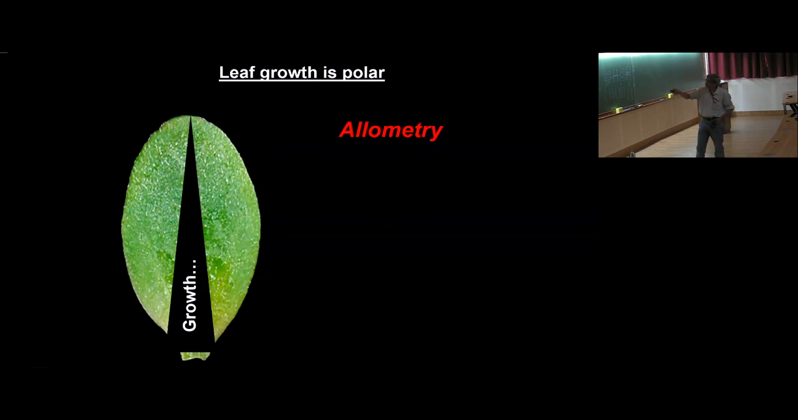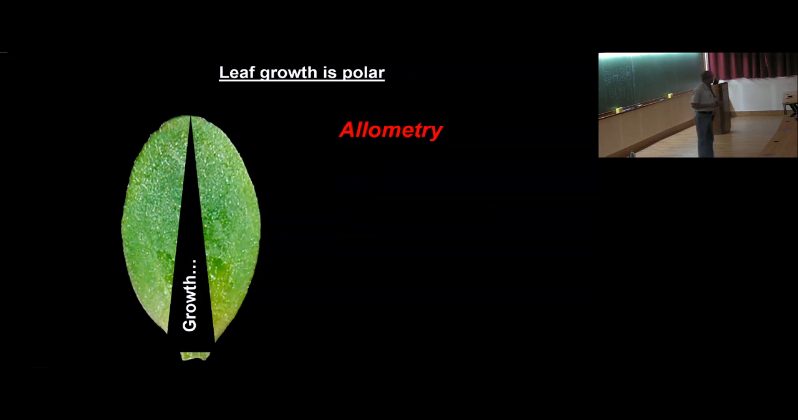So if growth in one region is different from another region, that traditionally has been called growth allometry. And I think allometry has been discussed on the first day a little bit. And allometry is a subject which zoologists and botanists have been studying for probably 100, 150 years, because it doesn't really need much. You have to just measure different regions of an organism.